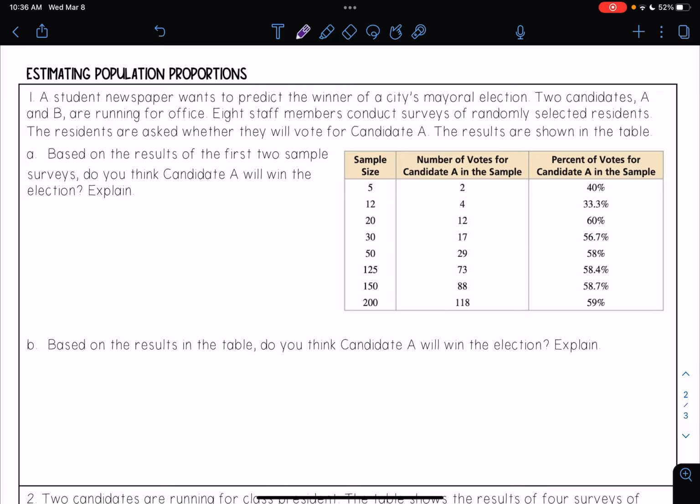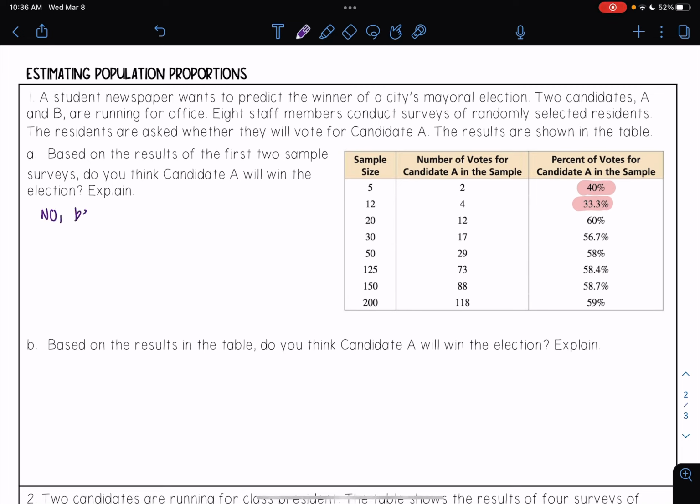So part A says, based on the results of the first 2 sample surveys, do you think candidate A will win the election? Explain. So I'm looking at this table. I see there are several surveys. I see the first one only has a sample size of 5, then 12, all the way up to 200. And it gives us the percent of votes for candidate A in the sample. And so I see in the first 2, I have 40% and 33.3%. So based on those 2 samples, I would say that candidate A will not win the election. So I want to say no.